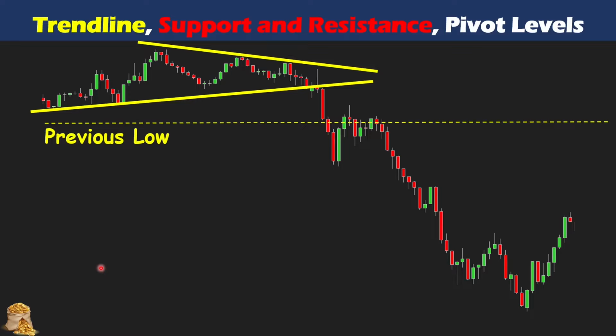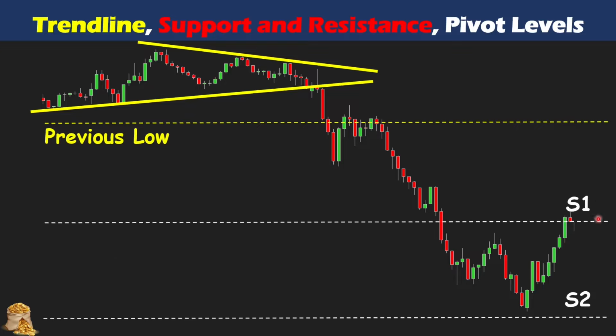How can I set my profit target? We can leverage the pivot levels. On the chart, there is also an S1 and also an S2. You can use these 2 levels to take your profit. Or you can use other techniques like risk and return ratios, or even trading the measured move.